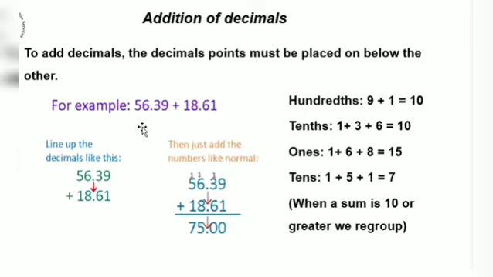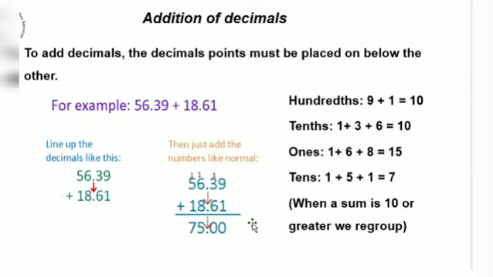For example, we have the numbers 56.39 plus 18.61. Now how will we add these decimal numbers? First, you need to line up the decimal points as we already discussed. Just write the decimal points one above the other. After that, write the numbers: 56.39, and then write the other number, 18.61. Now the numbers are arranged properly.